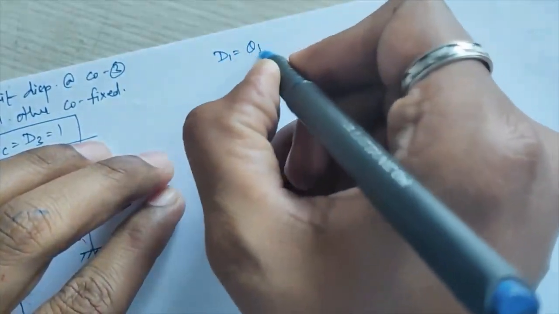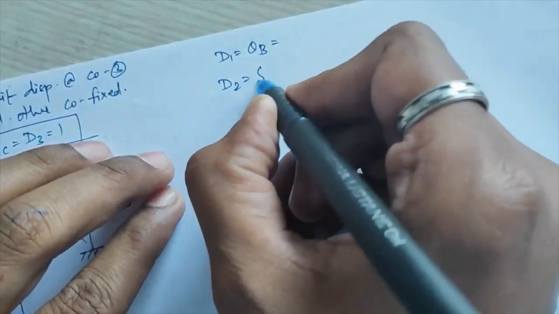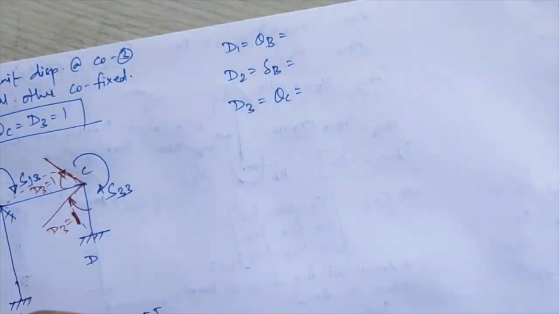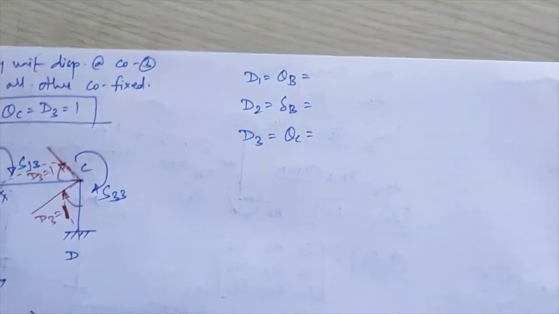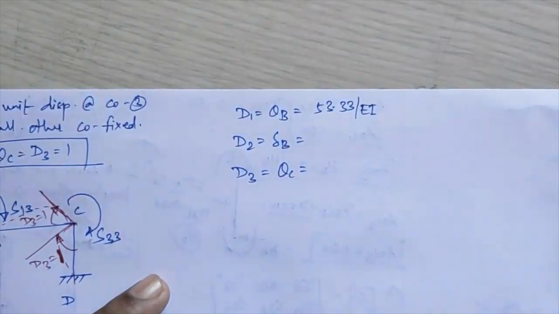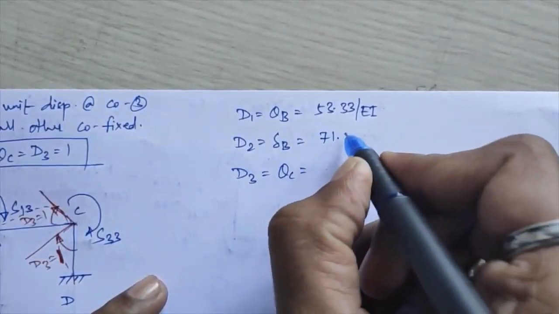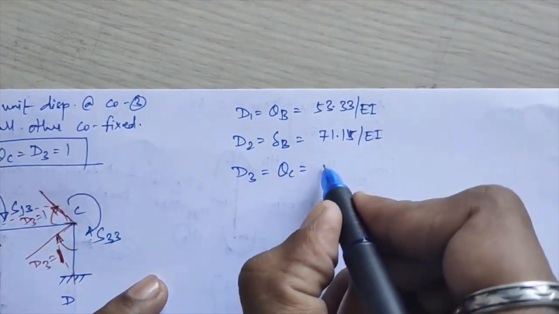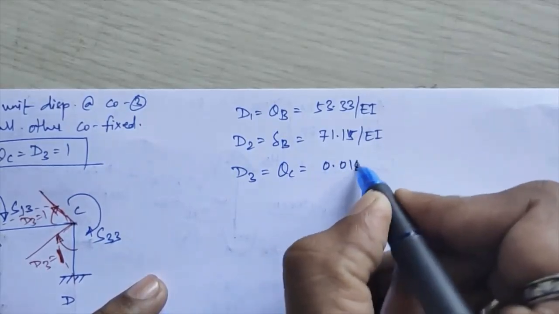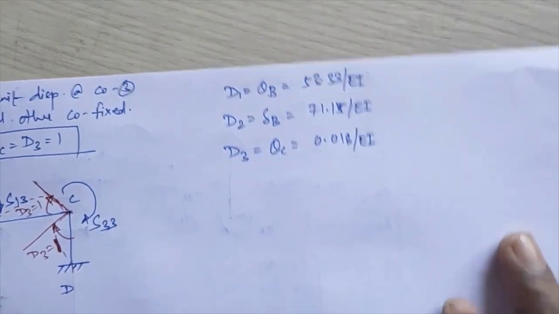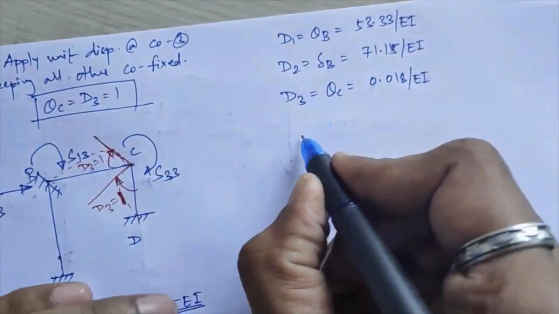On solving these three equations I am getting D1, that is nothing but your value of theta B, D2, that is nothing but the value of your delta B, and D3, that is nothing but your value of theta C, as 53.33 divided by EI. Second value I am getting as 71.15 divided by EI, and third, that is 0.018 divided by EI, are these three values over there. Now using these three values I'll calculate the final moments.